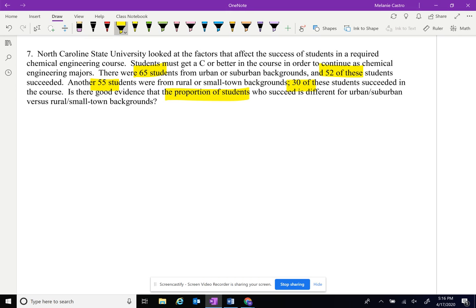How would we define these parameters? I'm just going to call this 1. So here's group 1.